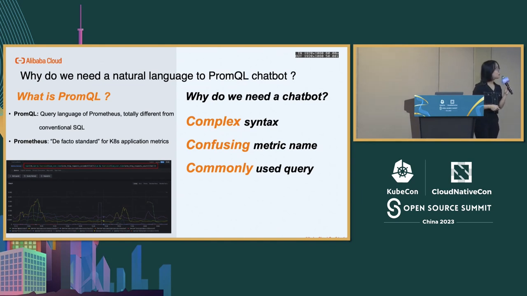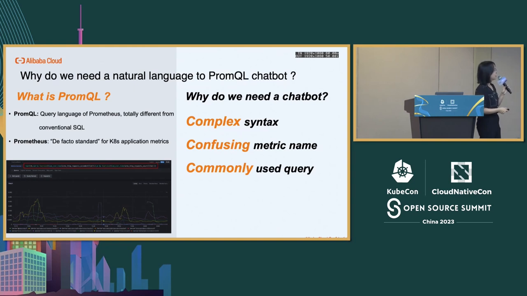So why do we need a chatbot? The answer lies in three C's. The first C stands for complex, because the syntax in PromQL is very complex. It is very different from the conventional SQL language, because PromQL deals with metrics that are stored in vectors, not text stored in tables. So you can see the syntax in PromQL is very different from what we use in SQL.